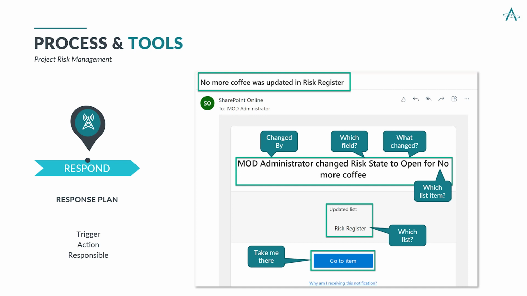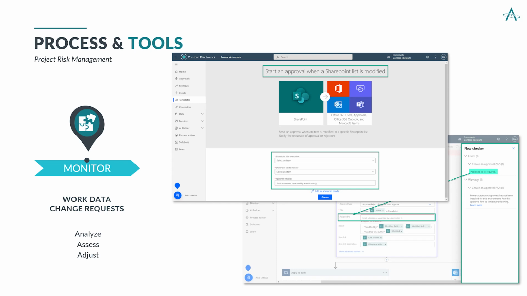Okay, now I understand. But if I still need further clarification, there's a go to item option here, and it will take me there to the actual list item, again, for more clarification. Again, we want the risk response to be quick, to be sure, and this can be done right within Microsoft Lists.